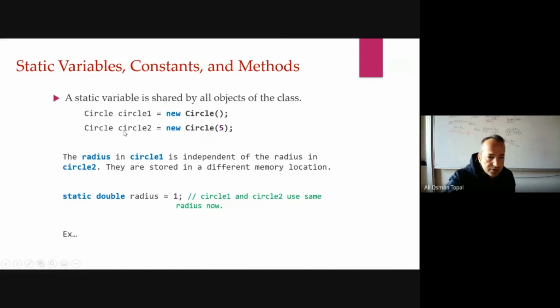Normally, in radius here, circle 1 is new circle, and circle 2 is new circle 5. The radius in circle 1 is independent of the radius in circle 2. They are stored in different memory locations. But if you use static double radius, this is going to be stored in one memory location and they are all going to share that one. If you change this radius, it's going to be changed for all of them. If you have such a value that you want all the objects to use, and whenever you change it, it has to change for all of them, you can use static.